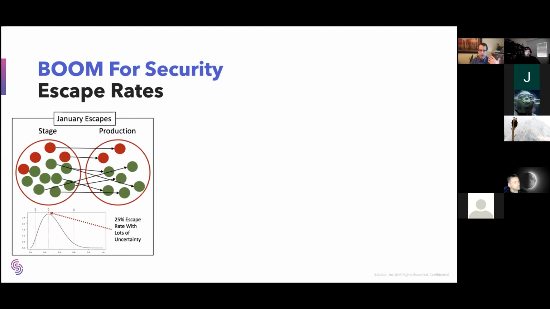So on the left-hand side, you have stage. And let's assume that you have some semblance of vulnerability management. Maybe you have some tooling, I don't know what you have, but you have some way to detect whether or not there are vulnerabilities before production. And then you have some way to determine whether vulnerabilities still exist after production. So on the left, we see the green ones are vulnerabilities that are known and remediated that made it to production. The red ones are known and not remediated. So you have an escape rate there.